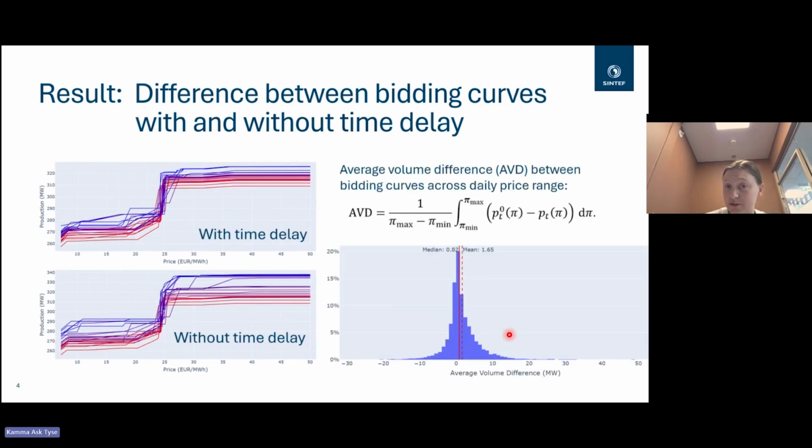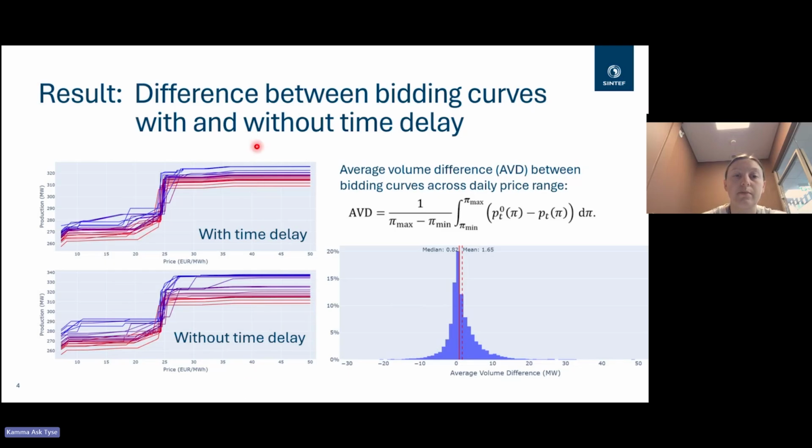There are several ways that this could be done, but we focused on measuring the difference in bid volume between the bidding curves. So for example, if we look at the first hour of the bidding day represented by the red curve at the bottom of the plots, and we want to measure the difference in bid volume at a given price point, for example at 40, we compute the bid volume for the watercourse without time delay minus the bid volume for the watercourse with time delay. But this was just for a specific price point, number 40.